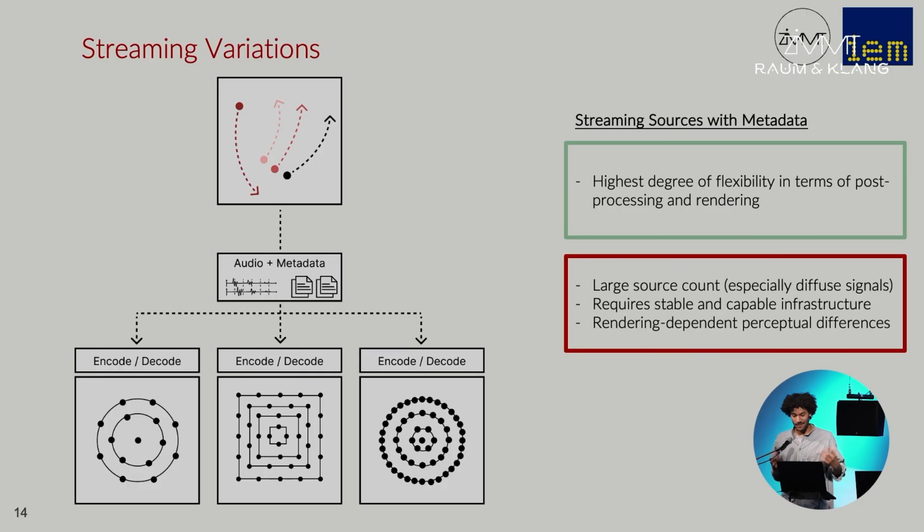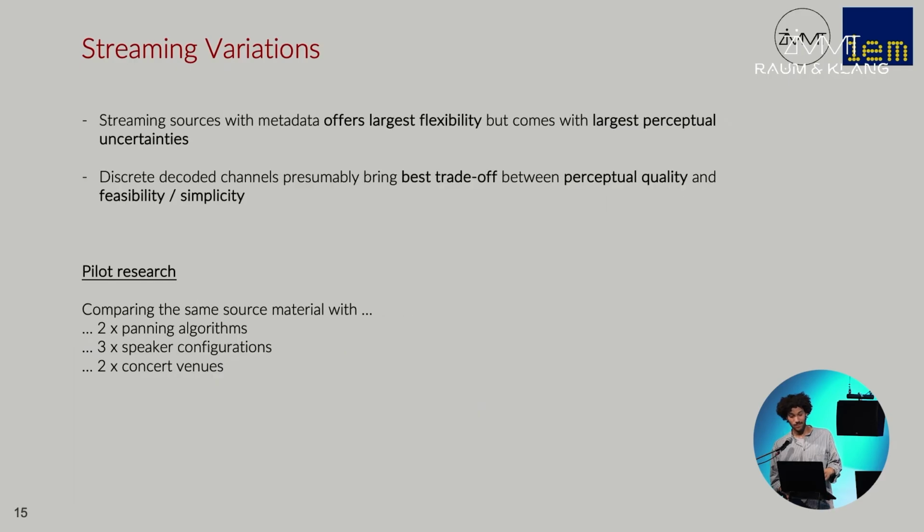But it comes at the price that we have quite a large number of sources, probably, or in some compositions at least. And especially with diffuse signals, that's eventually not a good way to go, because the channel and metadata load can become quite a bottleneck. And it additionally requires a stable infrastructure on both ends that is synchronized, and that is a bit of an effort. But nevertheless, it provides a good flexibility.